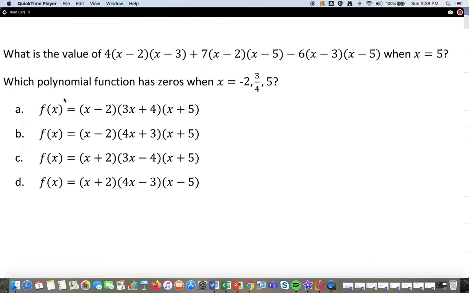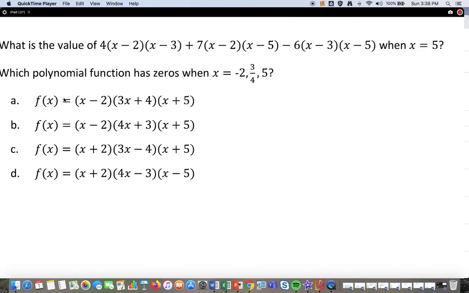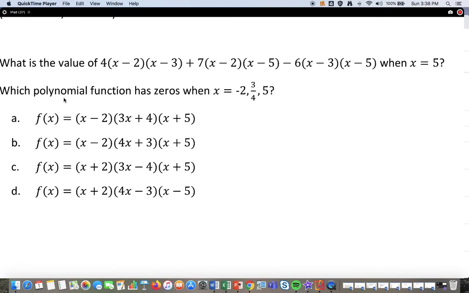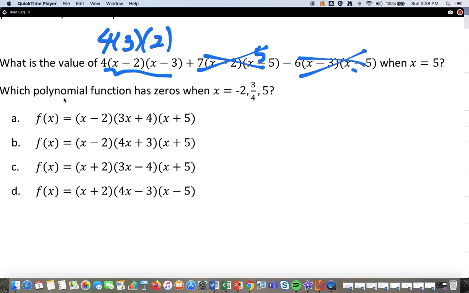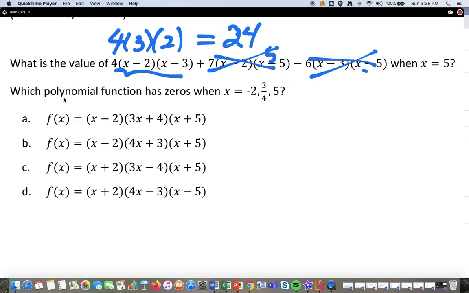Number 10, what's the value of this factored polynomial when x is equal to 5? So if we put 5 in here for x in this first grouping, we get 4 times 3 times 2. If we put 5 in over here, we get 0, and that wipes out this whole term. And if we put 5 in down here, we get 0 again. So we really only have to worry about the 4 times the 6. And so at x equal to 5, the value is 24.